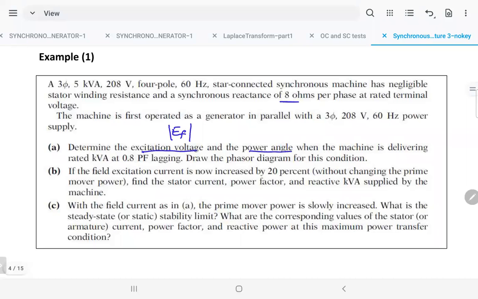And the power angle, what does it mean? You want delta. So when the machine is delivering rated kVA at 0.8 power factor, so the power is given, and you want to draw the phasor diagram at the same time. So let's do the first part, how to find EF.